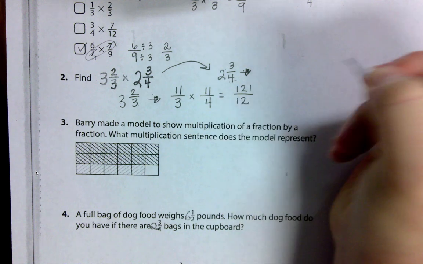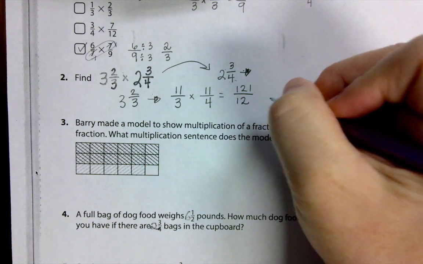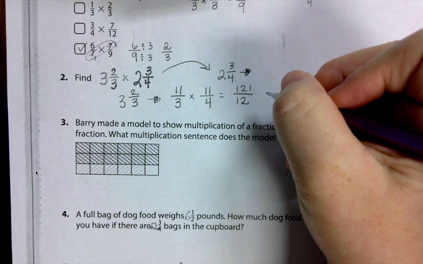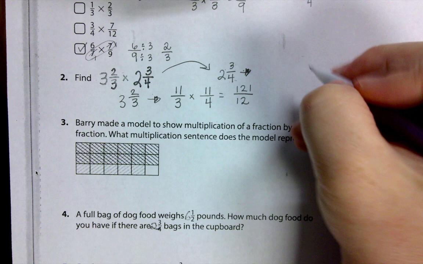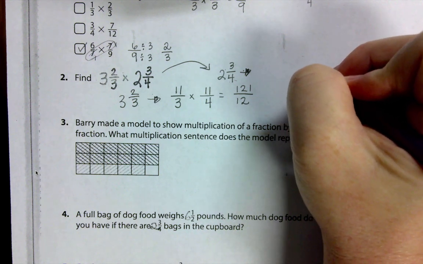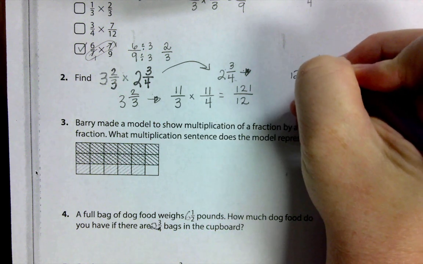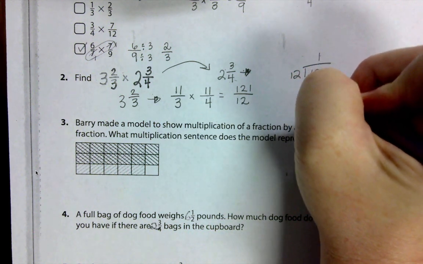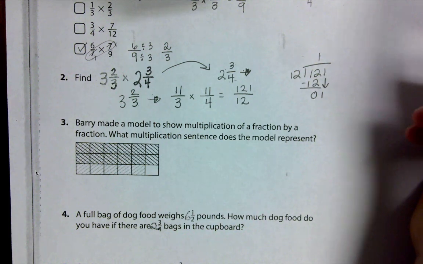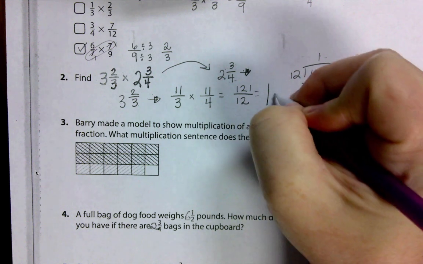Here's the thing, friends. You have to simplify this. This is not an acceptable answer. If you leave it like an improper fraction, it will be wrong. You need to come over here and divide. 121 divided by 12. 12 goes into 12 once. 1 times 12 is 12. Bring down your 1. My whole number, that quotient up here, is 1.